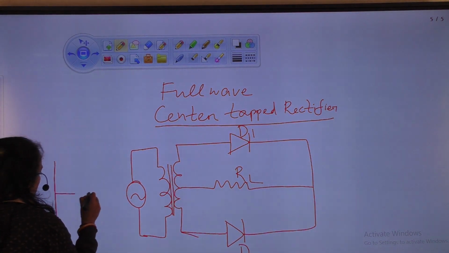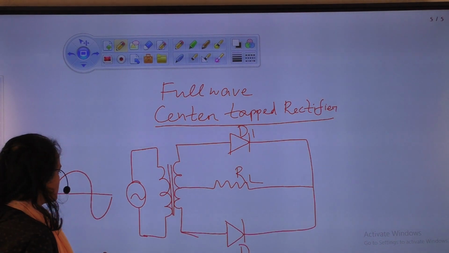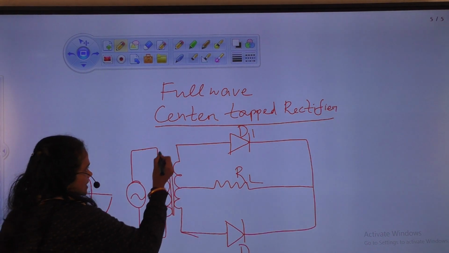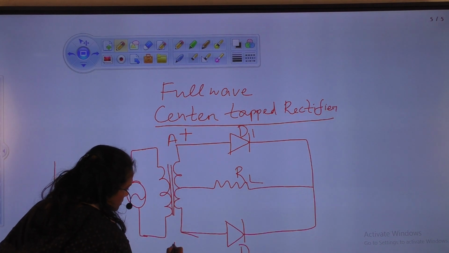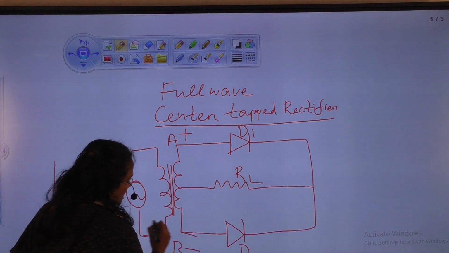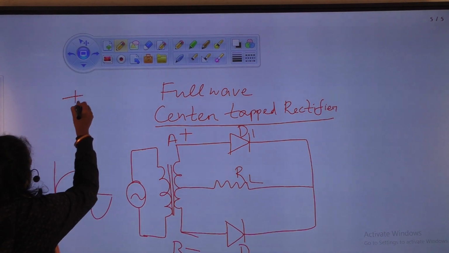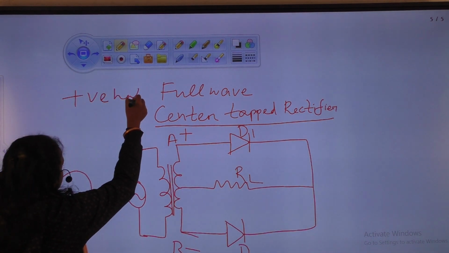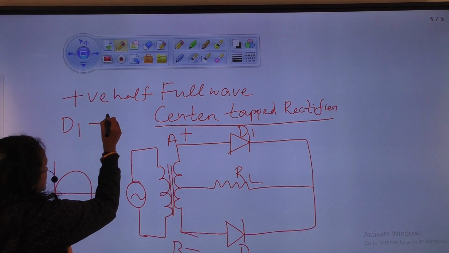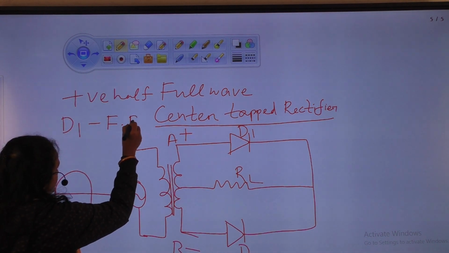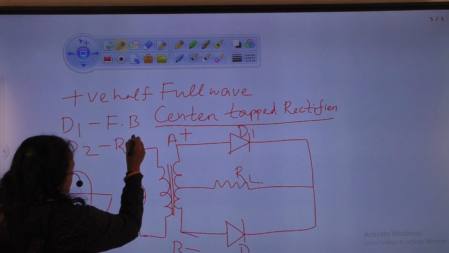Here also we give input an AC signal. When positive half cycle is applied to the circuit, at that time end A is positive, end B becomes negative. At that time, means in positive half cycle, diode D1 is forward biased and diode D2 is reverse biased.